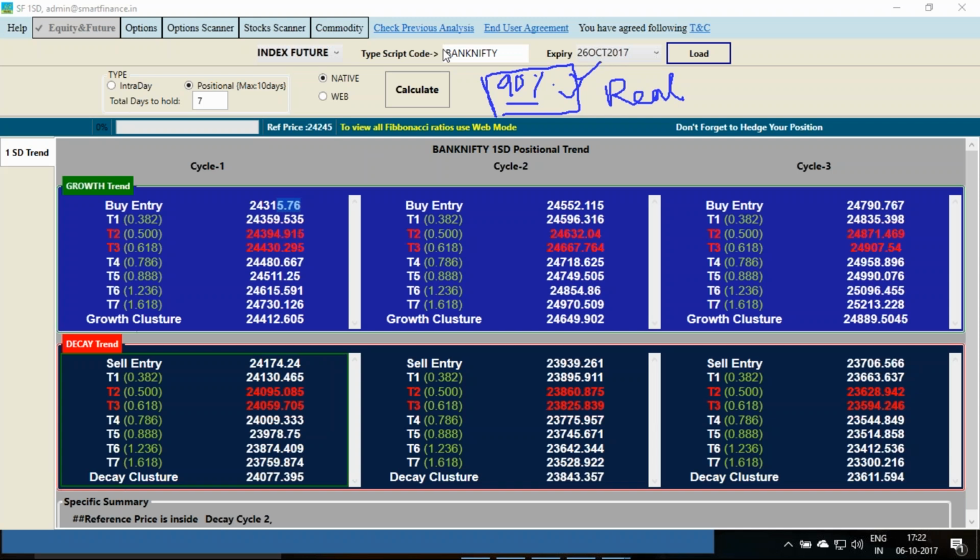Stock options you better avoid, Ramkumarji, in the stock option scanner. Stock options are highly illiquid. Better to avoid that and go with the index options. It will be highly appropriate.